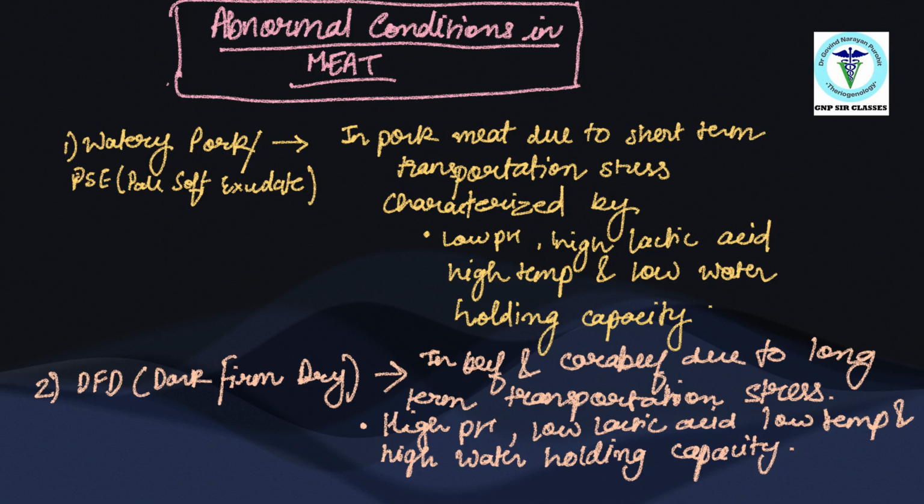Abnormal conditions in meat. 1. Watery in pork meat due to short-term transportation stress. This is characterized by low pH, high lactic acid, and lower water holding capacity. 2. Dark firm dry observed in beef and carabeef due to long-term transportation stress. Characterized by high pH, low lactic acid, low temperature and high water holding capacity.